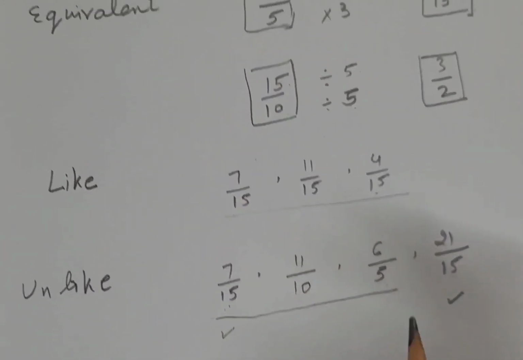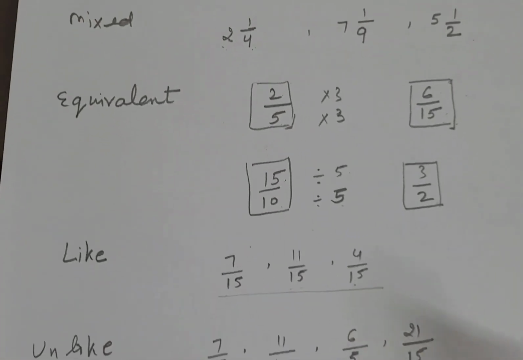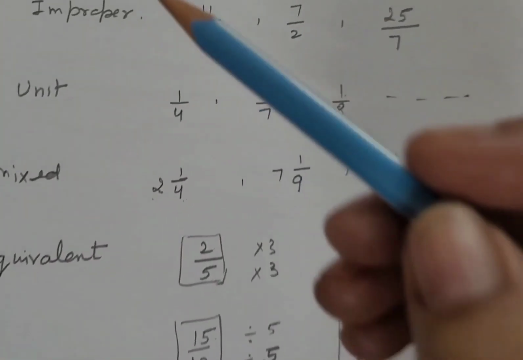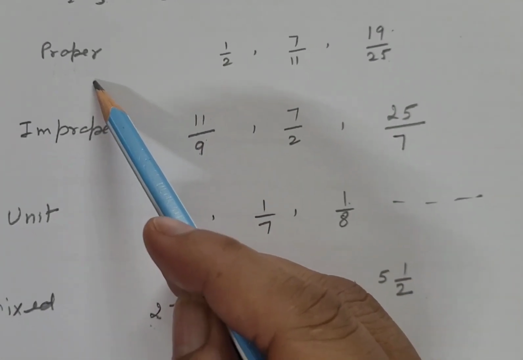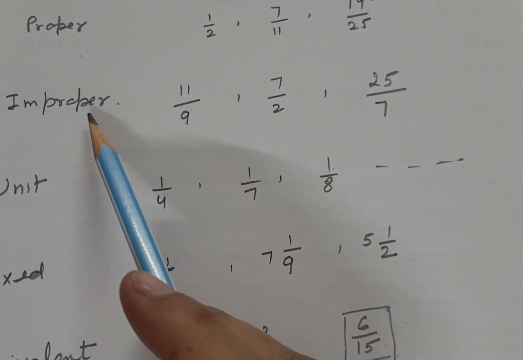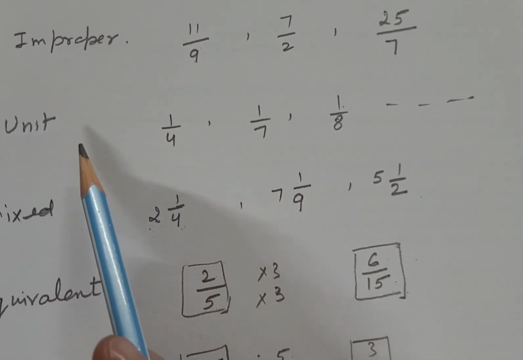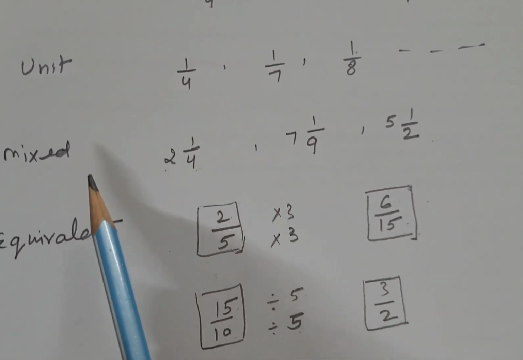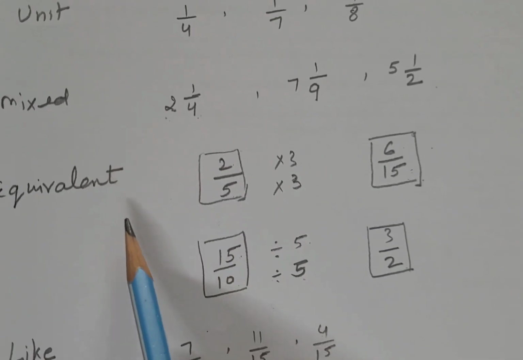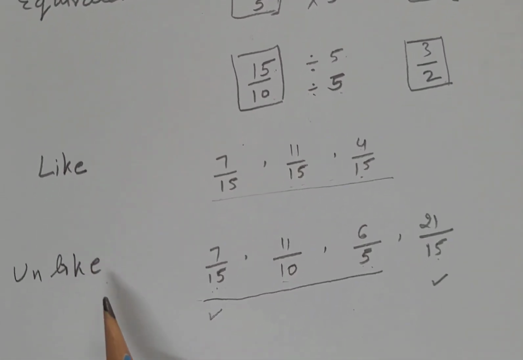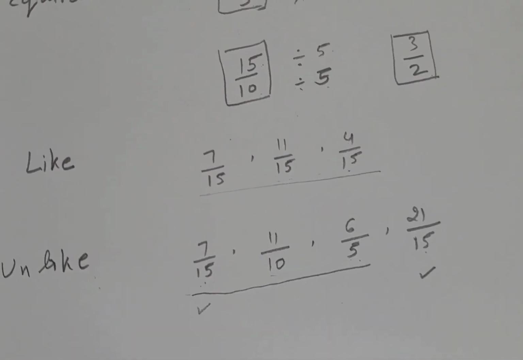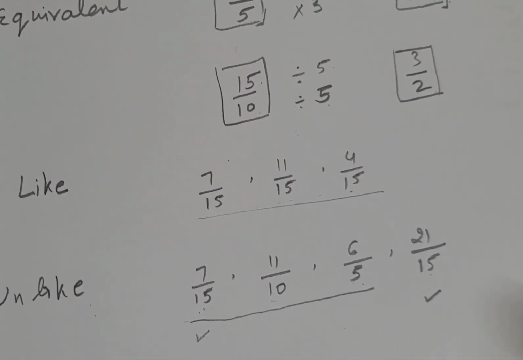So what are the types of fractions again? Proper fractions, improper fractions, unit fractions, mixed fractions, equivalent fractions, like fractions and unlike fractions. Okay? Thank you.